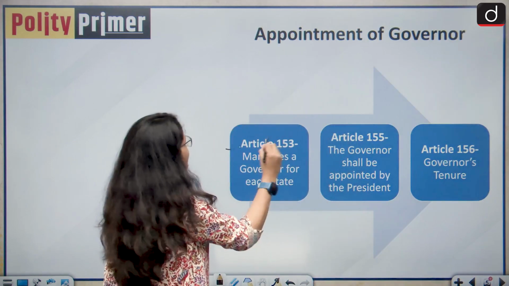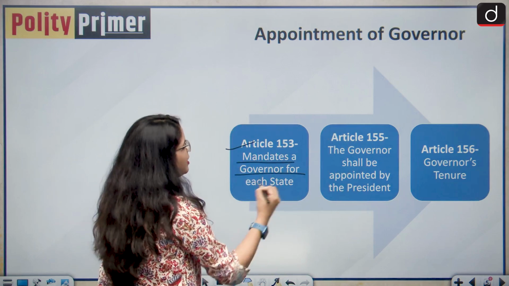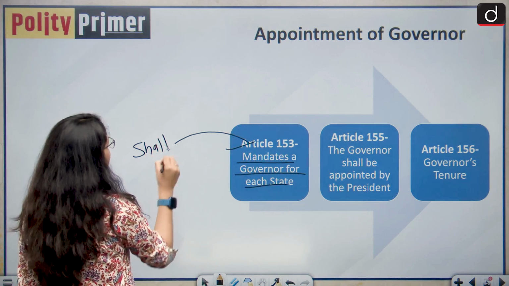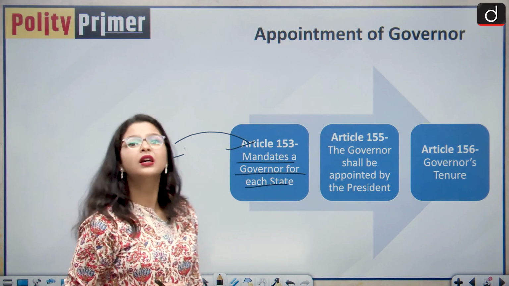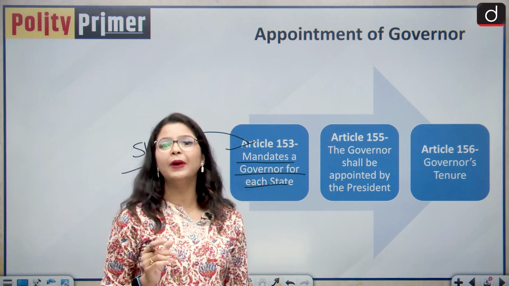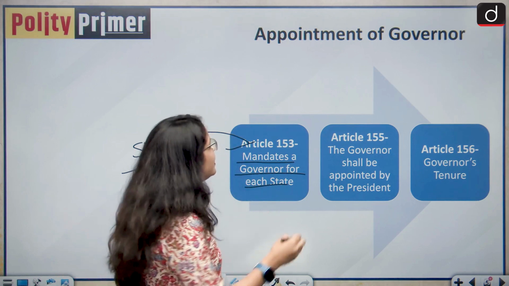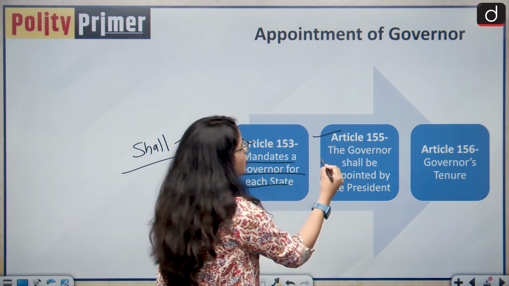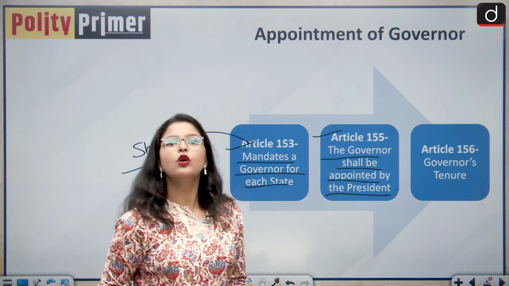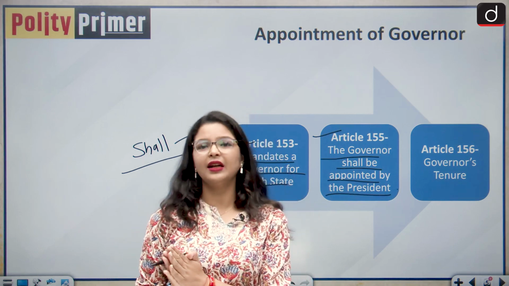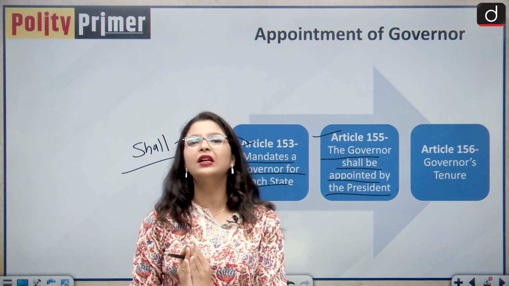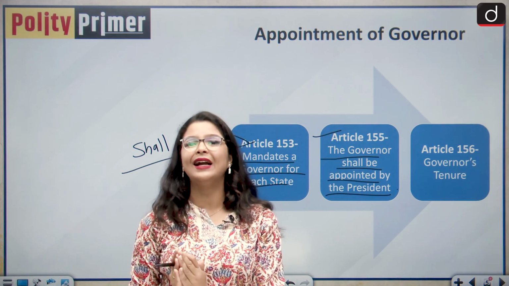Article 153 mandates that there shall be a governor for each state. The word used in this article is shall. That means the provision of having a governor for the state is mandated by our Indian Constitution. Then there is Article 155, which says the governor shall be appointed by the President. So who appoints the governor? It is the President, and the governor is appointed under the warrant of his hand and seal.